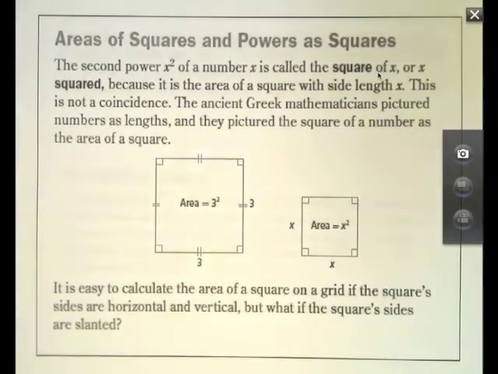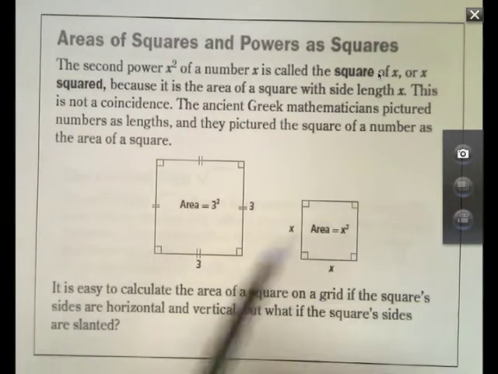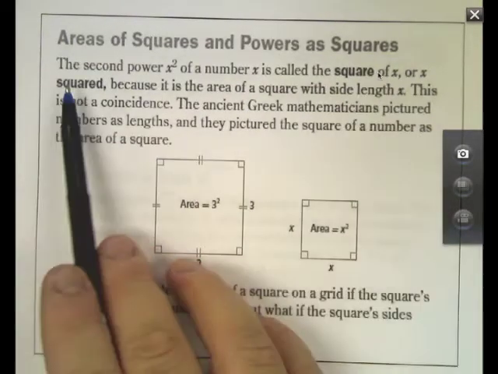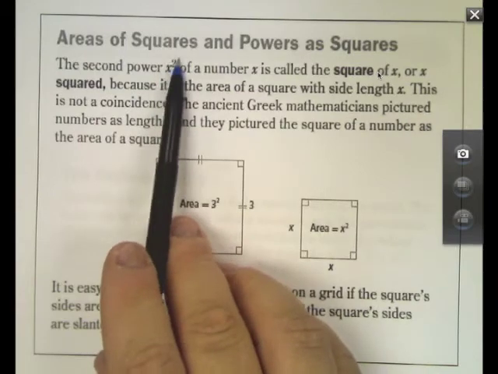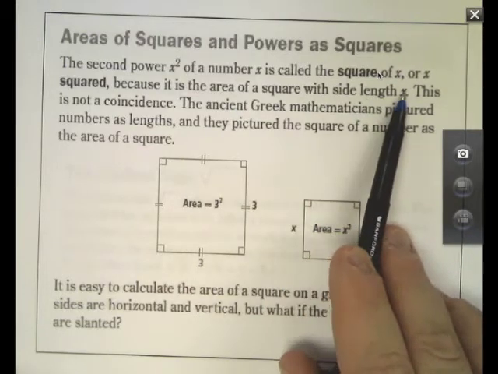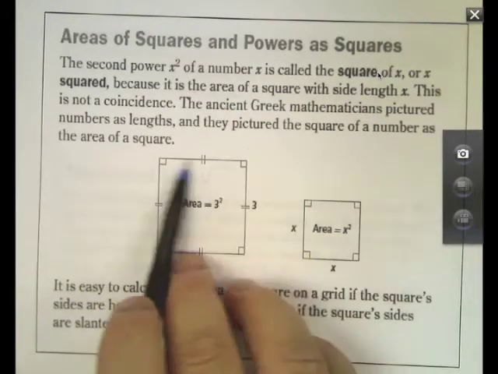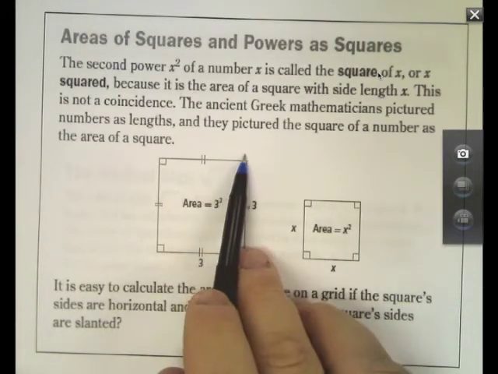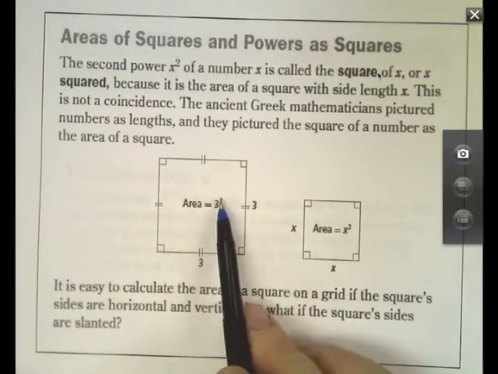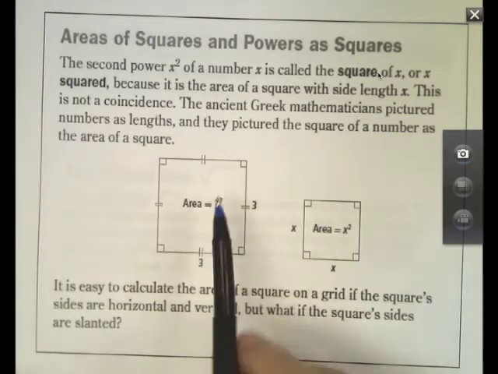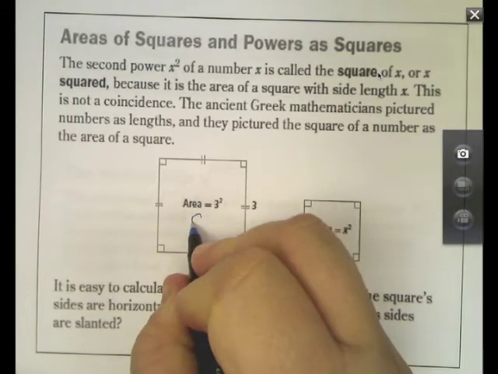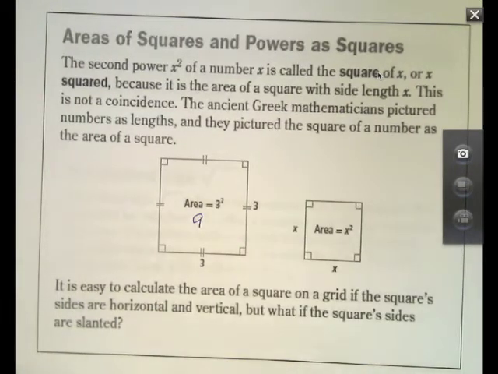Where did all this come from? Areas of squares and powers of squares. It says the second power of a number x is called the square of x, or x squared. We always call it squared because it is the area of a square with side length x. Here in this case, our square is length 3. So this side's 3, this side's 3. So to find the area, we take 3 and square it. It's going to give me the area of this whole square, which in this case would be 9. Okay?